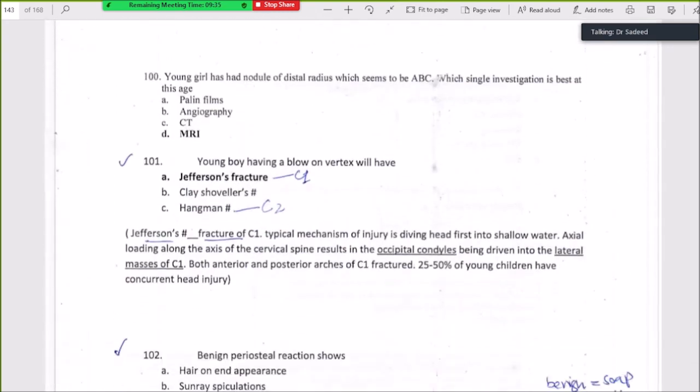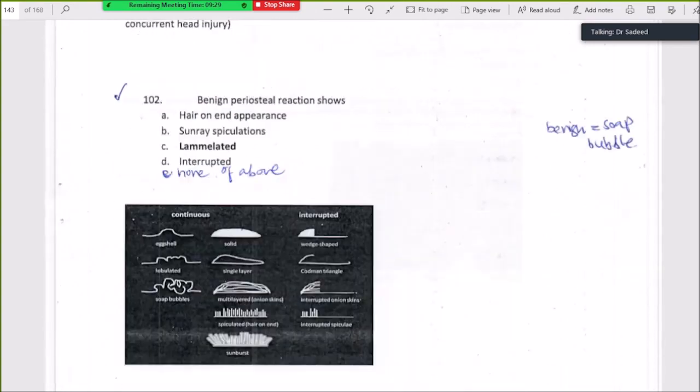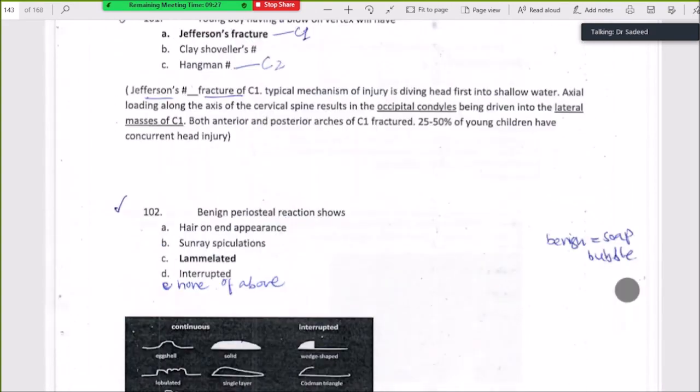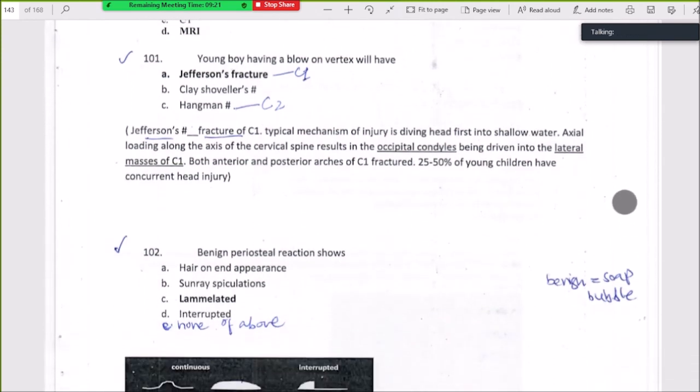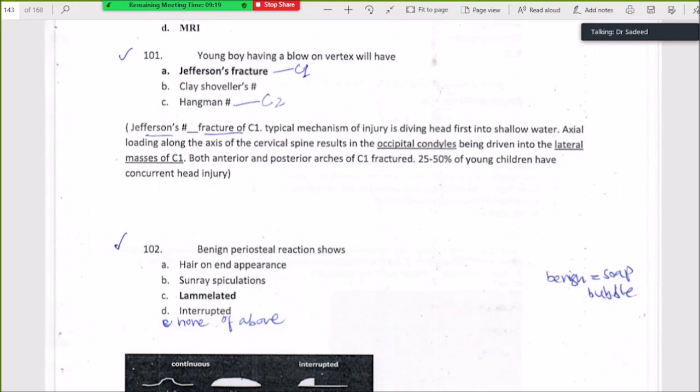100. Young girl has had nodule of distal radius which seems to be ABC. Which investigation is best at this age? The MRI to see the fluid level. 101. Young boy having a blow on vertex will have C1 involved in Chapman factor. C2 is involved in Hangman factor.